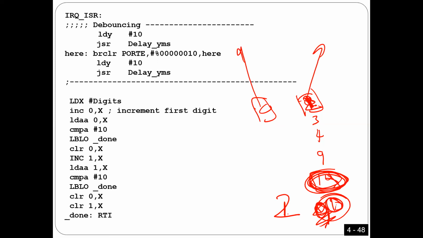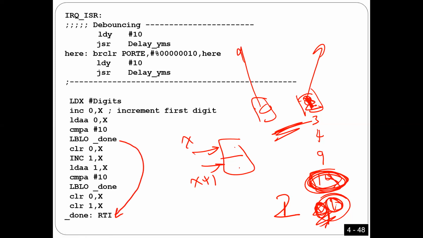Is that okay? Let's see how I made the code here, guys. This is how I made the code. So X is pointing at digits, okay? I told you digits is 2 locations. So X is pointing here, and X plus 1 is pointing on the next one. These are the 2 digits I'm going to increment right now. So see what I did, guys. I'm going to say increment is a byte 0, X. So I'm going to increment the first byte, and now I have to compare it to 10. If it is less than 10, I'm done. Just leave.